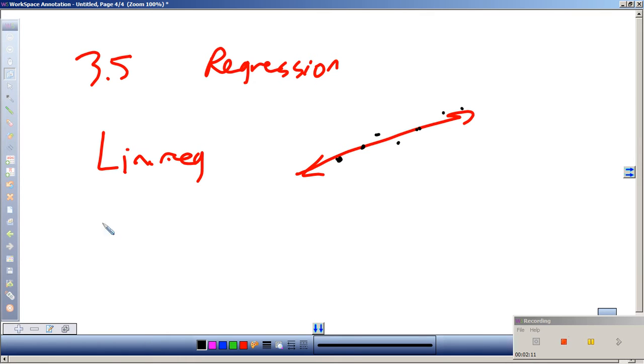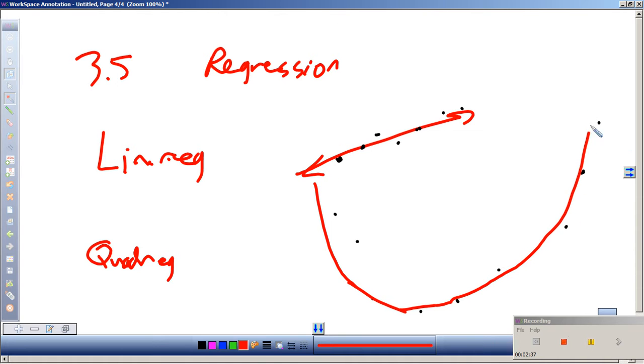Next one, quadratic regression. What do you think that is? Yeah, a parabolic shape. So if your data looks like that, if you did the regression, you could probably come up with an equation that would fit it. This is our goal, to get a line that fits the data, depending on what type of data we have.